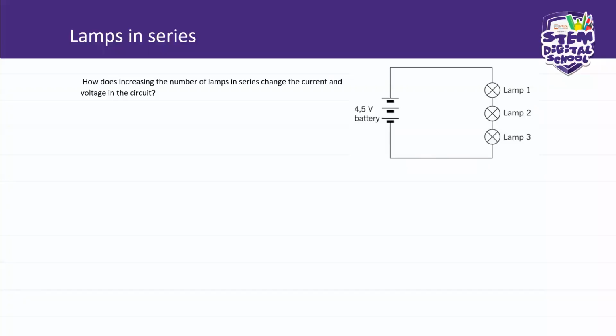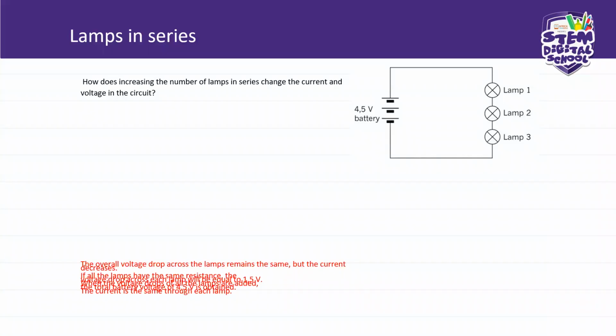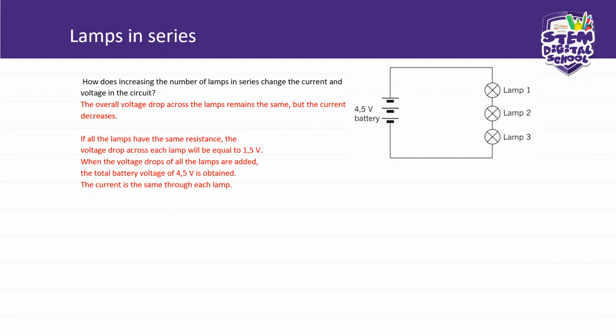Connection of lamps in series. Let us look at how that affects the current and the voltage. The overall voltage drops across the lamps. The voltage drop remains the same, but the current decreases. So from this, the voltage here is 4.5 volts. In this circuit, the voltage is still the same, but the current decreases.